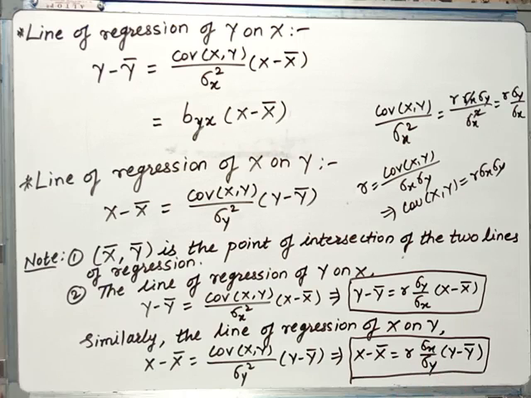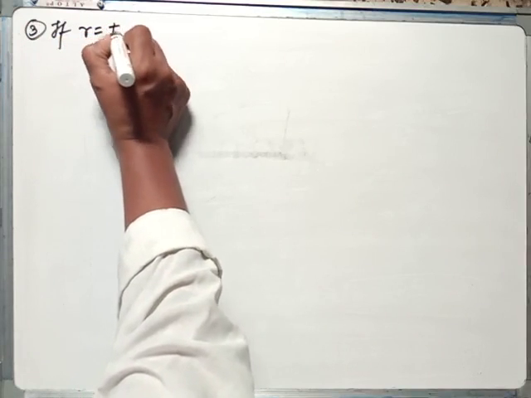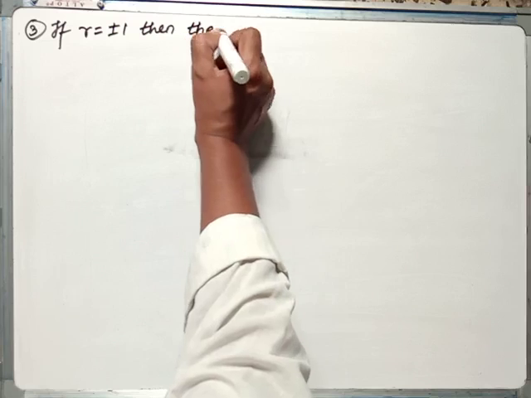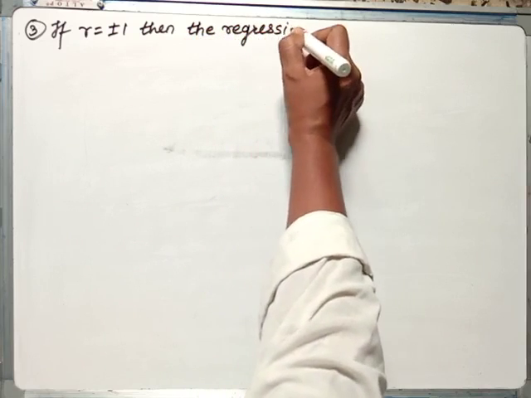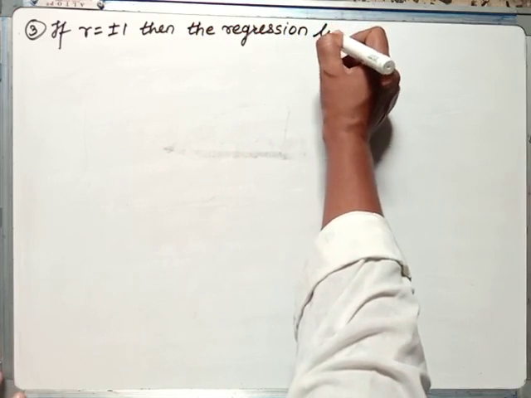Fine. Now the next note is note 3. If R is equal to plus minus 1, then the regression lines are coincident.